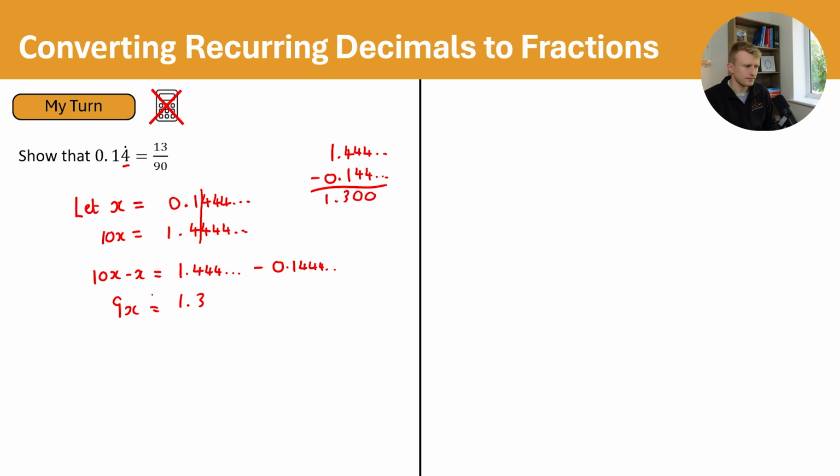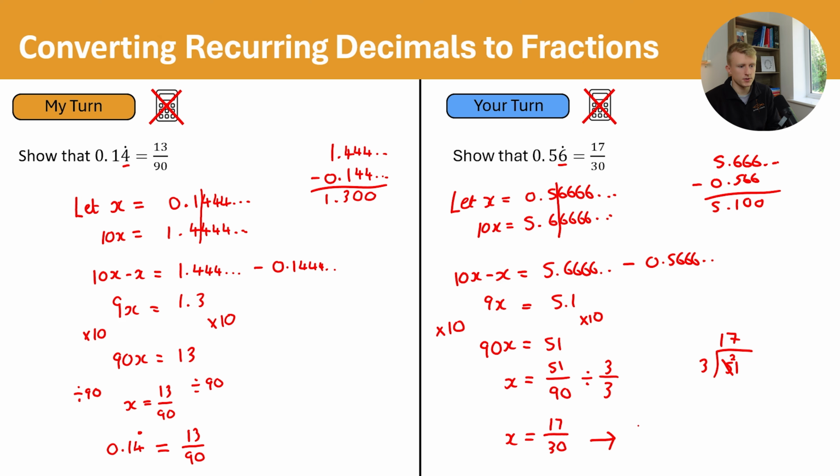So I can just put one last line in, just remembering what x was. Well, we said it was this. So therefore, 0.56 recurring is equal to 17/30. And that's my answer.